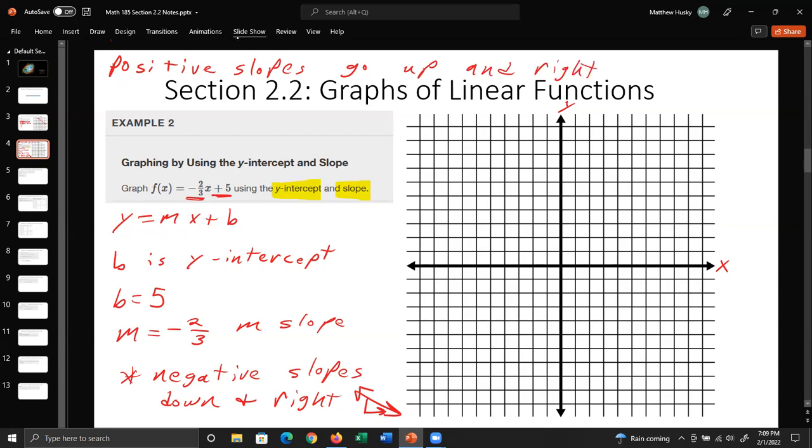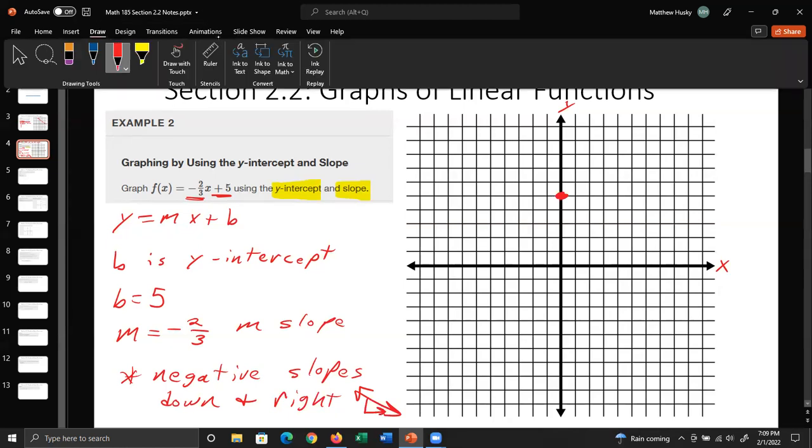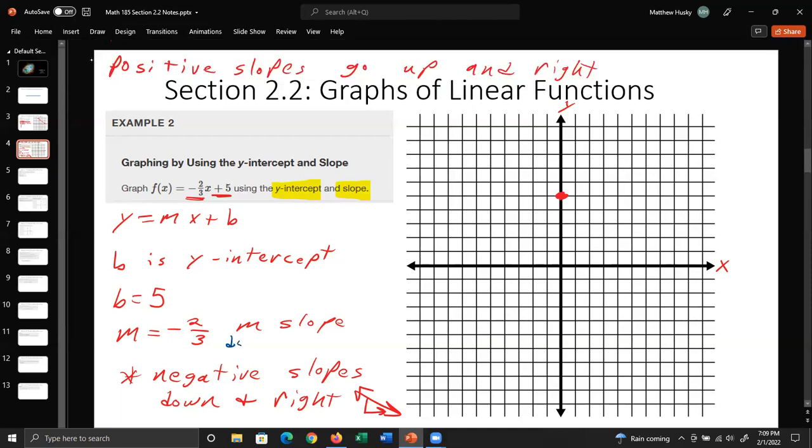Essentially what's happening, we're going to start at 5 on the y line. So you go 1, 2, 3, 4, 5. It's going to put you right there. And then negatives are supposed to go down and to the right as opposed to up and to the right. So from that point, the top number is the rise, and the run is the bottom number, which is 3.